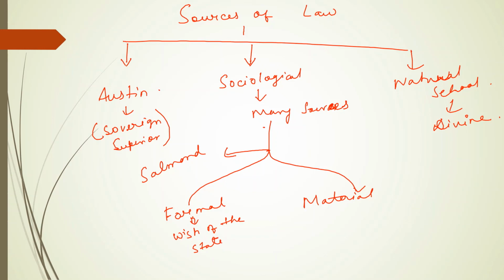Got it. So whatever the state feels is good for society, or for this city, as per that the law will be prepared by the legislative assembly. So that is formal in nature, the wish of the state. And material sources are of two types. One is historical, whatever we have already read in the last slides, and the other one is legal.